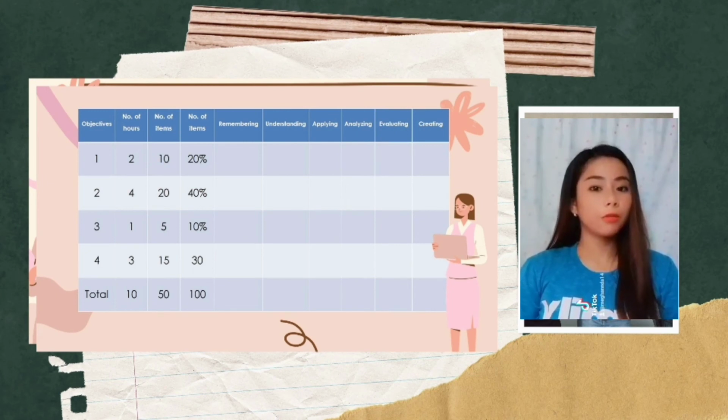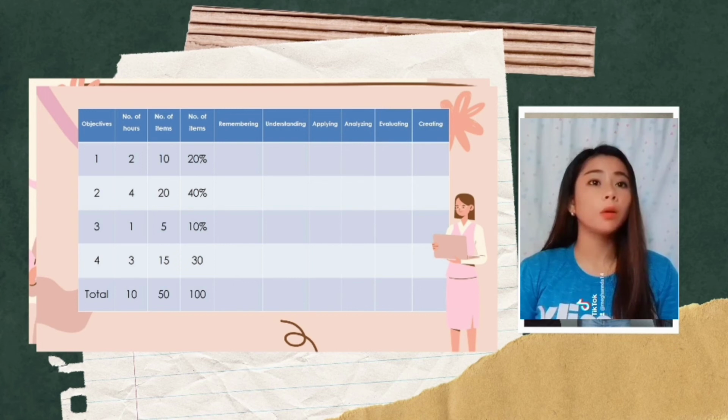So good afternoon everyone, my name is Meghan Ayla Puerto and I am going to discuss the table of specification. So we have an example given. In the first column, we have the objectives. Next, we have the number of hours. Third, we have the number of items. Then we have the percentage of items.